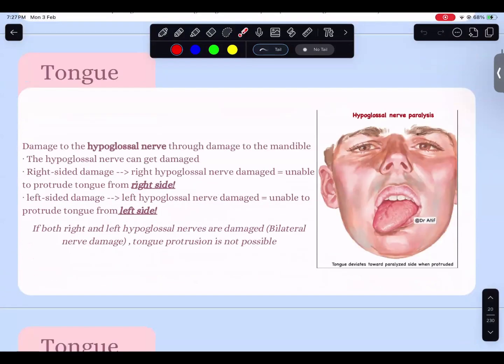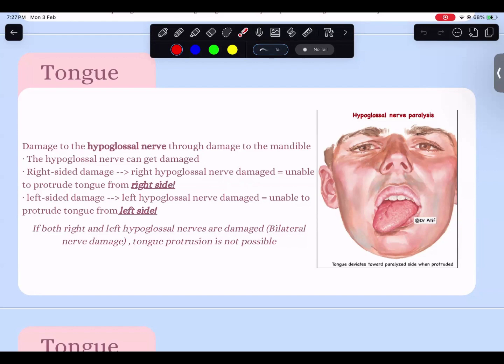Okay, for the hypoglossal nerve, now we said extrinsic muscles as well as intrinsic muscles are supplied by hypoglossal nerve. So if hypoglossal nerve is damaged, these muscles are not going to work. So your tongue is not going to be able to protrude out. So what happens is if the right hypoglossal nerve gets damaged, your tongue, when you protrude it out, is going to go to the right side. But if the left hypoglossal nerve is damaged, it's going to go to the left side. So the tongue usually protrudes to the side of the lesion.